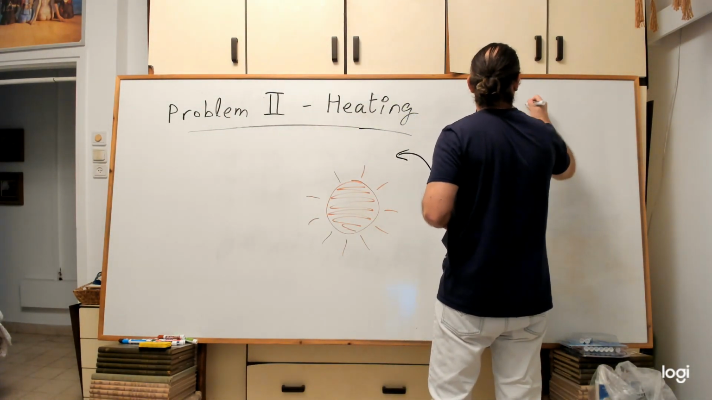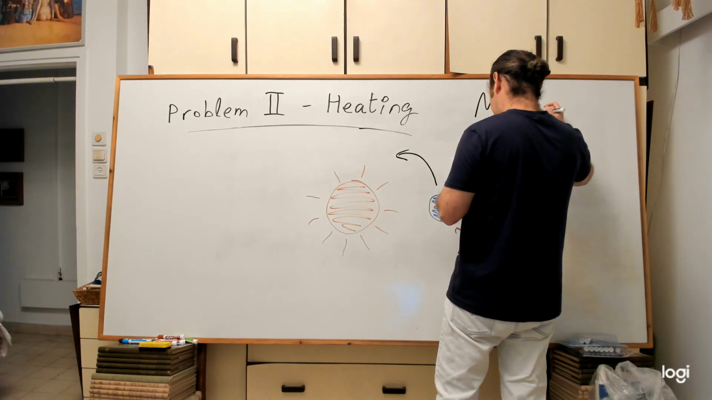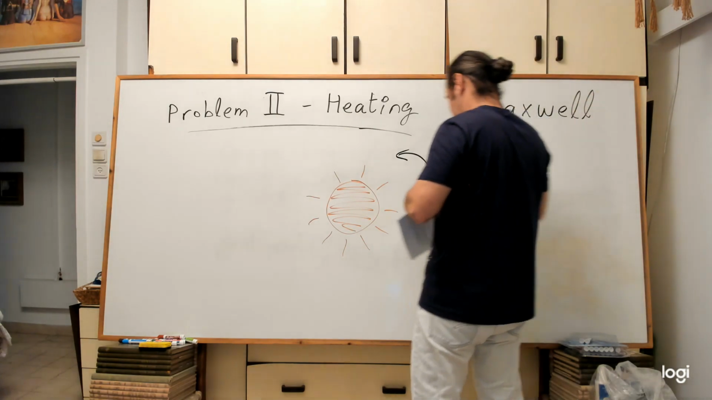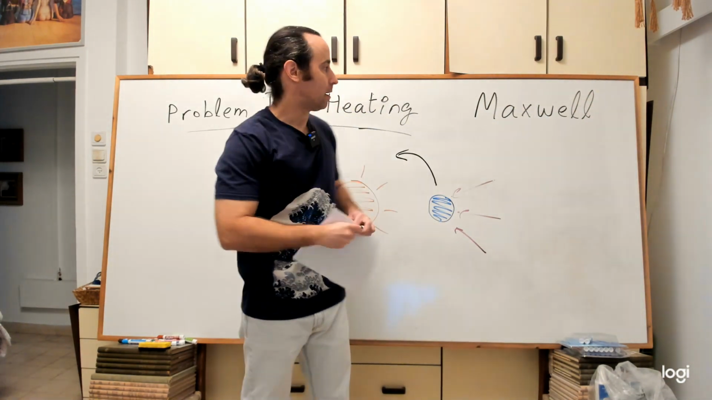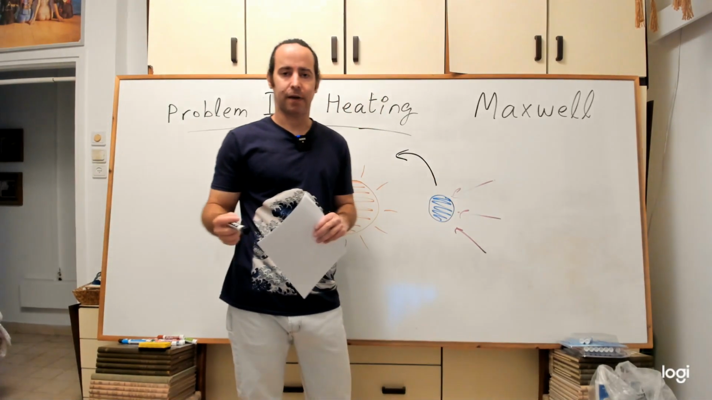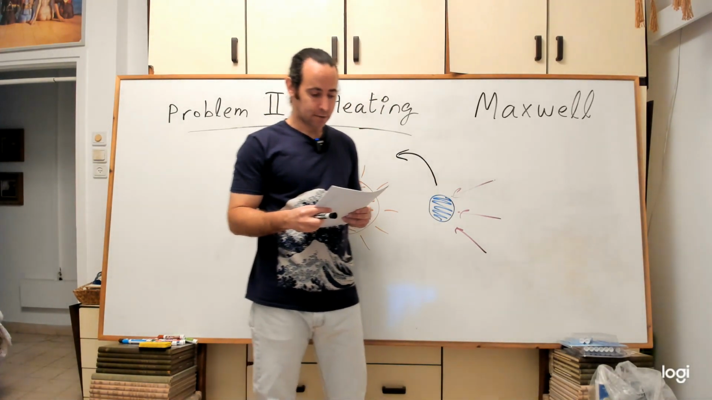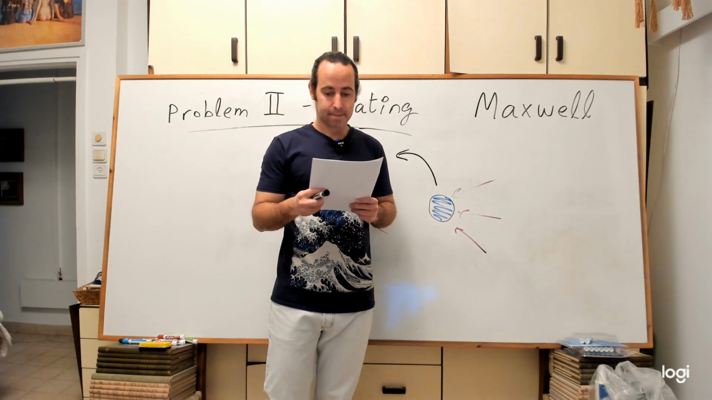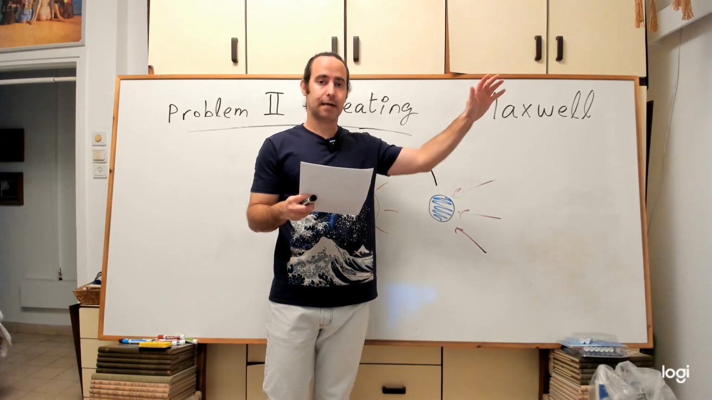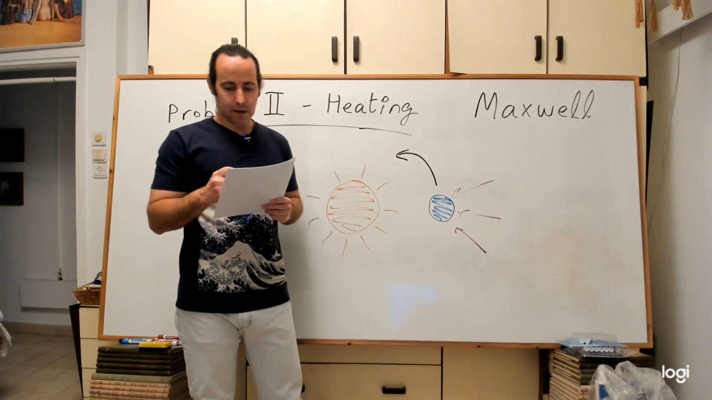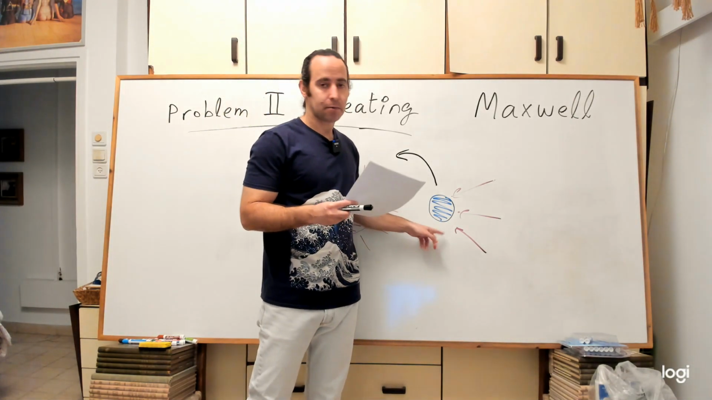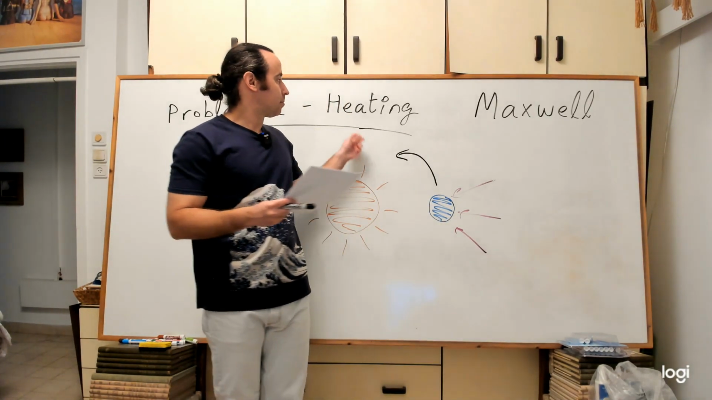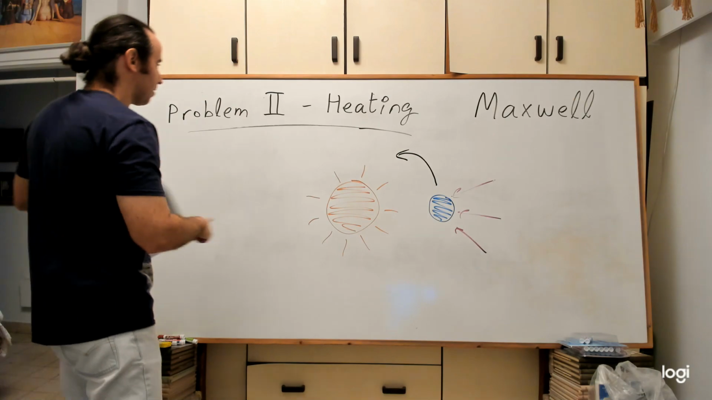Maxwell invented the theory of electromagnetism. There are 4 laws of Maxwell. You should look it up. He's on the same level as Newton and Einstein. So ordinary matter will just burn, incinerate. So this was the problem of heating. Now problem 3.